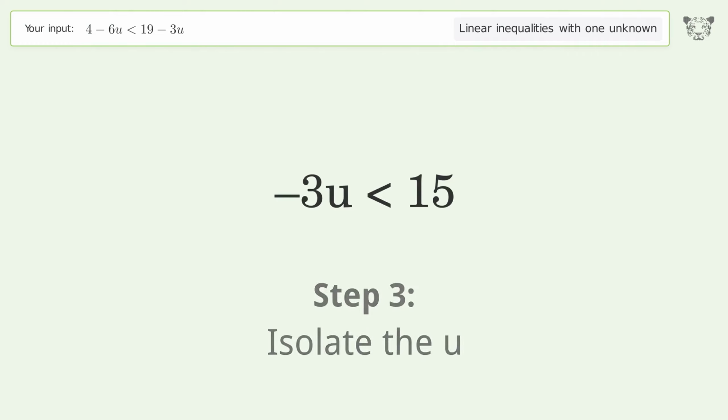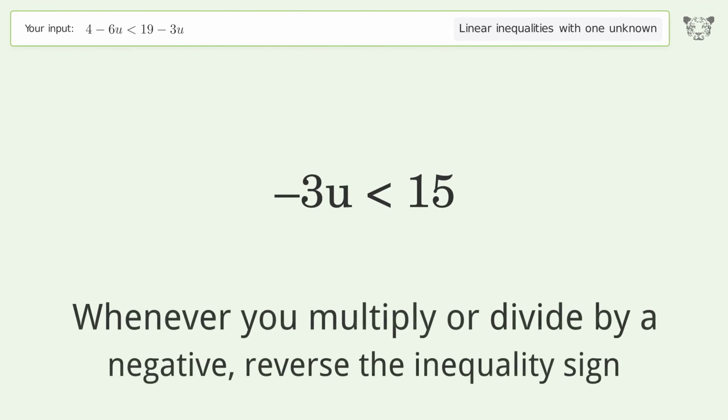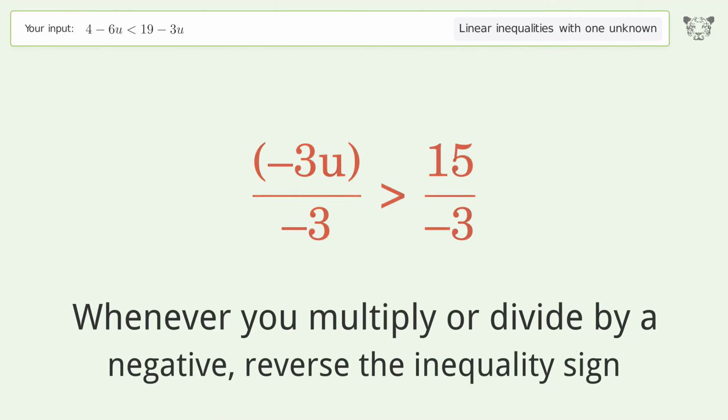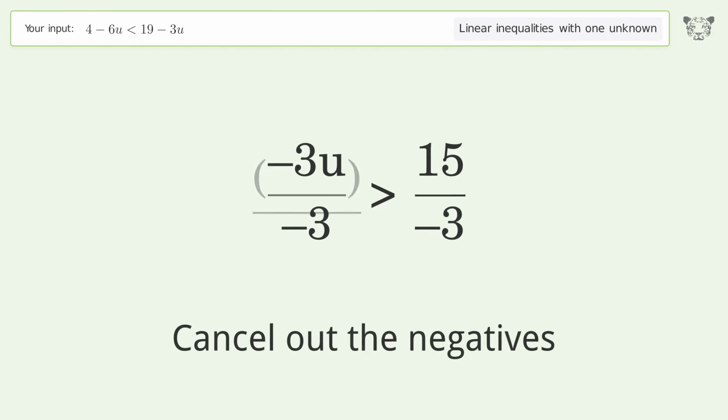Isolate the u. Divide both sides by -3. Whenever you multiply or divide by a negative, reverse the inequality sign. Cancel out the negatives.